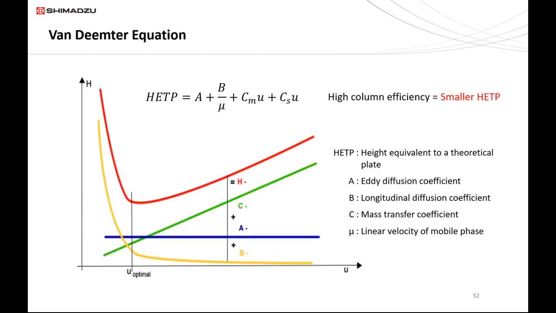To understand this, we first need to know what the column efficiency depends on. The column efficiency is governed by the Van Deemter equation, which describes the column efficiency as height equivalent to a theoretical plate, or HETP. The lower the HETP, the higher the efficiency of the column. HETP depends on three coefficients: the A term, which is the eddy diffusion term, the B term, which is the longitudinal diffusion term, and lastly, the C term, which is the mass transfer term.